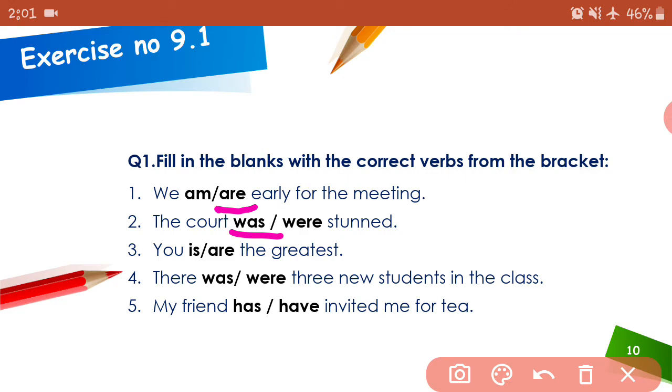You is or are the greatest. You are the greatest. You is always denoted as the second person, so we will write are, not is. There were 3 new students in the class. Was is past tense singular and were is plural. Therefore, this verb will be used for plural nouns. Why? Because there are 3 new students. Therefore, we will use the helping verb were.